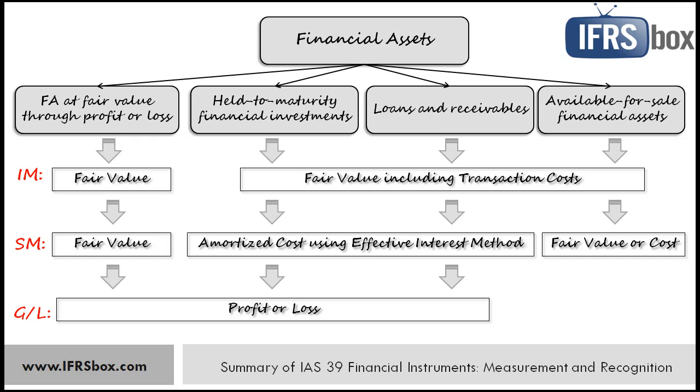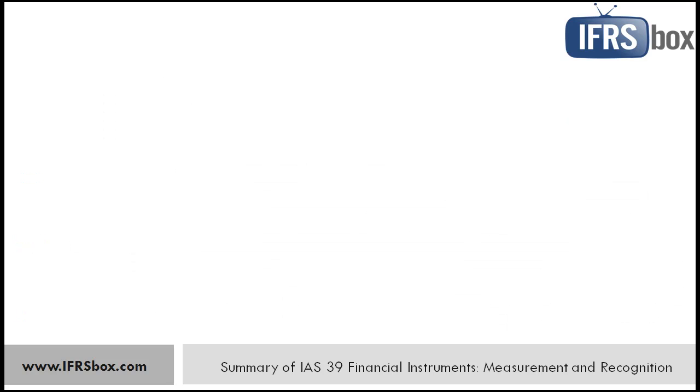For available for sale financial assets, gains or losses shall be recognized in other comprehensive income. Then at derecognition, the gain or loss from other comprehensive income shall be taken to profit or loss. This is known as recycling. Of course, impairment of these assets shall be put straight to profit or loss.